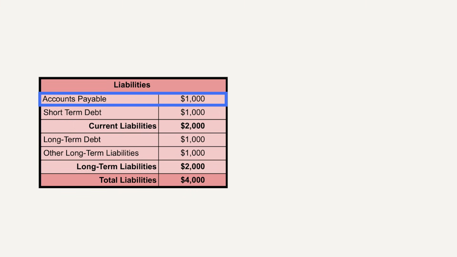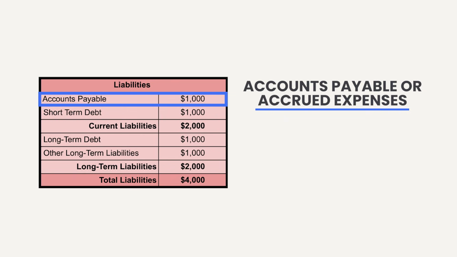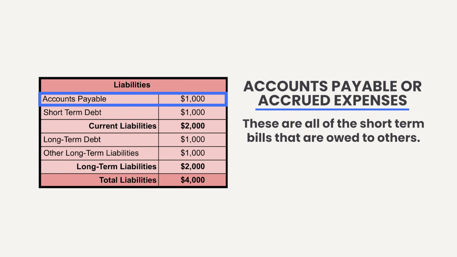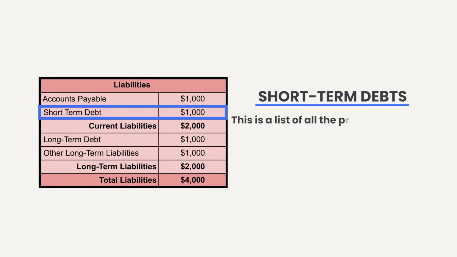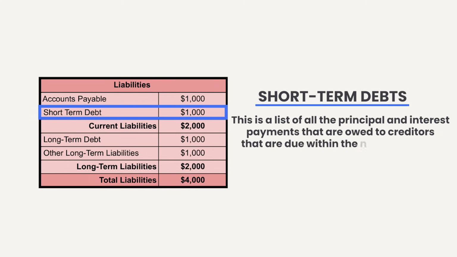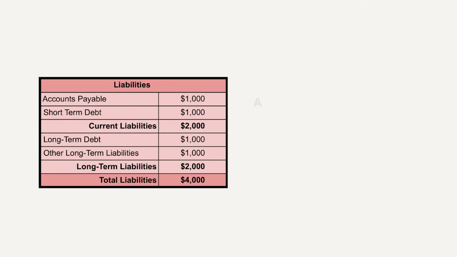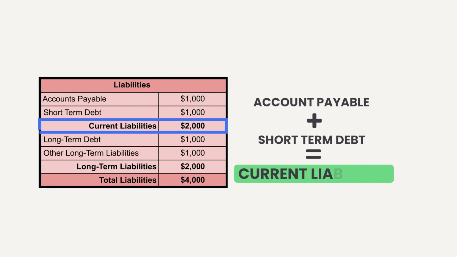The first line item of current liabilities is called accounts payable or accrued expenses. These are all of the short-term bills that are owed to others. This could include things like unpaid salaries to employees or any outstanding bills that are owed to suppliers. Below this number are short-term debts. This is a list of all the principal and interest payments that are owed to creditors that are due within the next 12 months. When added together, we get the total amount of current liabilities that are owed to others in the next year.